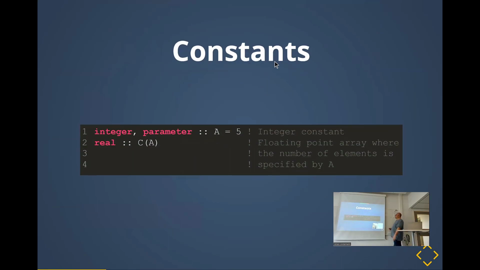Constants are variables that don't change during execution of the code. You can also not change them. You add the parameter attribute to the attribute list. And then A here will be constant 5 during the lifetime of your code execution. You can also use constants when you declare other variables. So C here is an array of 5 elements.